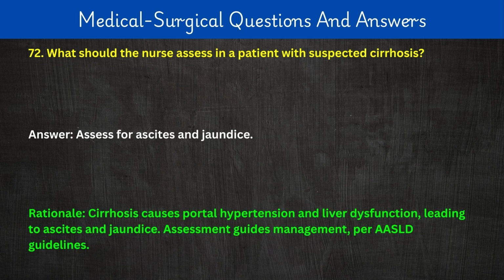72. What should the nurse assess in a patient with suspected cirrhosis? Answer: assess for ascites and jaundice. Rationale: cirrhosis causes portal hypertension and liver dysfunction, leading to ascites and jaundice. Assessment guides management, per AASLD guidelines.